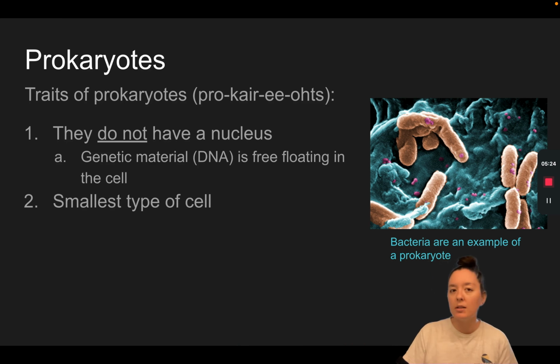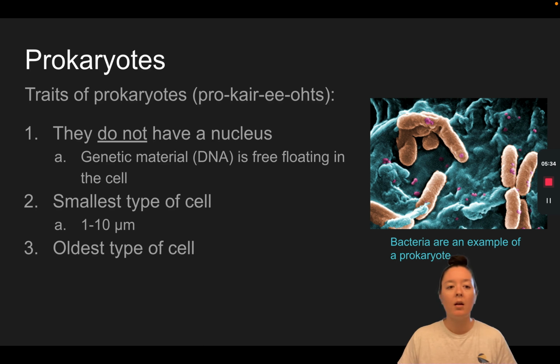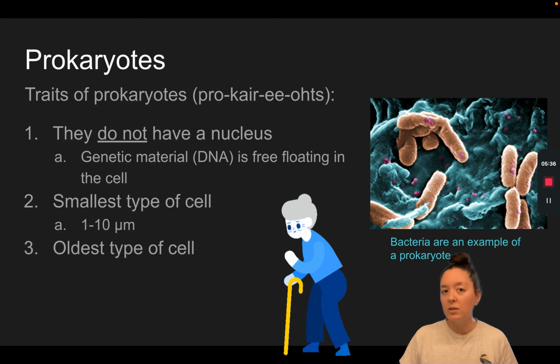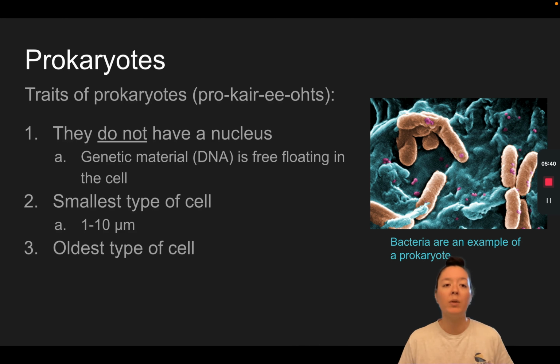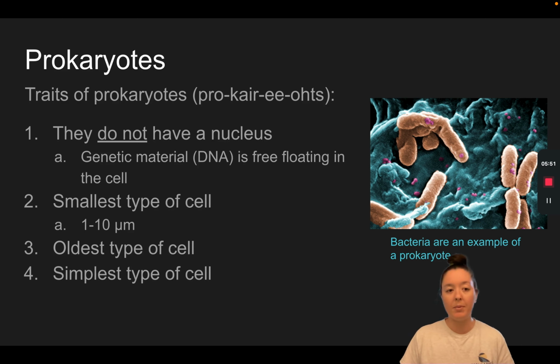Prokaryotes are the smallest type of cell, so like we saw in the size comparison, they are very, very tiny, especially on the micro scale, and they're even smaller than animal cells. Prokaryotes are the oldest type of cell, so the very first life were actually prokaryotes. So that's probably why we have the pro or before prefix, because it's before big things came along. It was the oldest type.